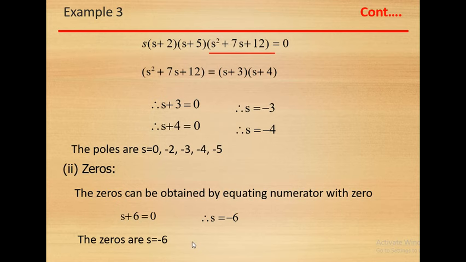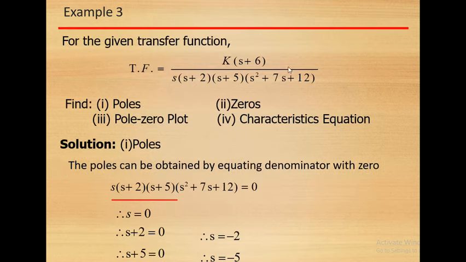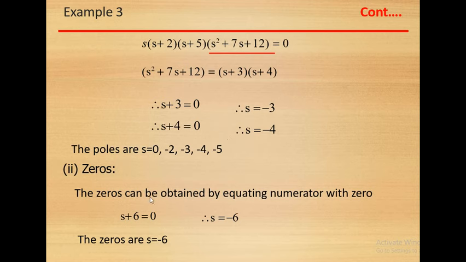We have discussed this earlier: we have to make this whole equation 0. For that purpose we choose the numerator as 0, because anything multiplied with 0, whatever the denominator may be, makes the whole equation 0. So the zeros make your equation equal to 0 when their values are put in. That's why s plus 6 is equal to 0, therefore s is equal to minus 6. So in total there are 5 poles, 1, 2, 3, 4, 5, and 1 zero.